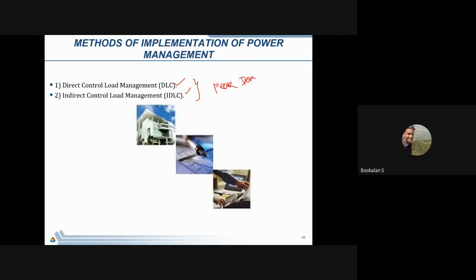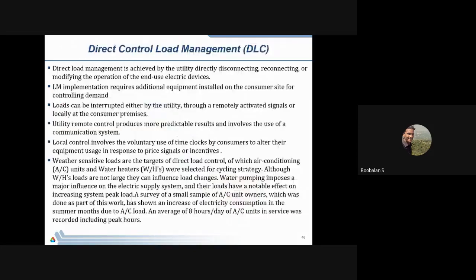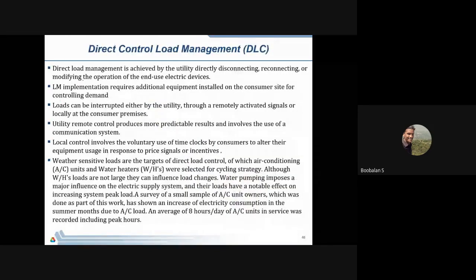To satisfy peak demand, we have two types of technique. To reduce peak demand, we have the method peak clipping, and in that we have two types, direct control and indirect control. We'll see what direct control actually is. Direct control is nothing but this management directly connecting or disconnecting your electrical equipment remotely or through an individual onboard computer, right? So we'll see, that utility, I mean electrical appliances on the customer side, I'm speaking.